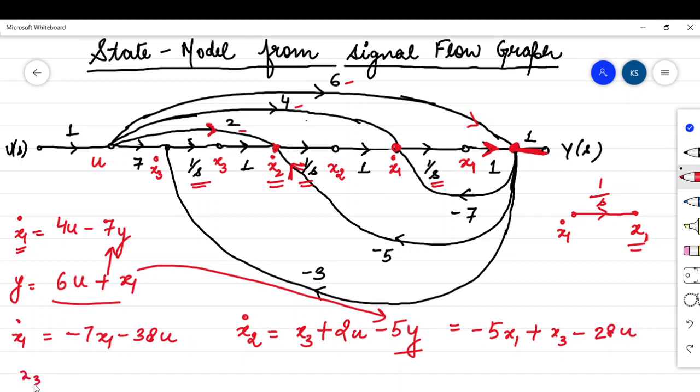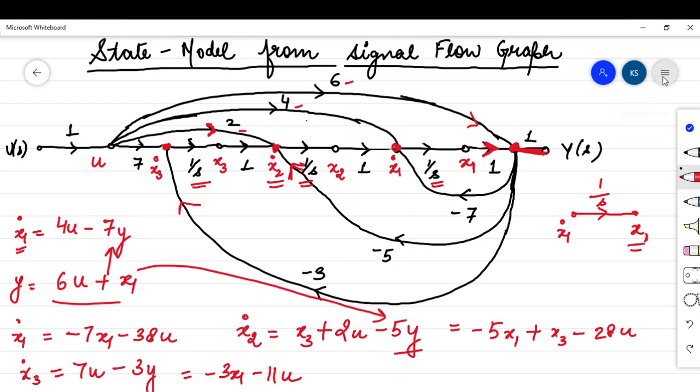In the same way, the third state variable equation is formed as x3 dot is equal to, we can see that there it is x3. The incoming branches to it are 7 into u, so we will write it as 7u, and another branch entering it is minus 3y. So I am writing it as minus 3y. Now if I substitute y with 6u plus x1, we will write it as minus 3x1 minus 11 into u. So we can observe the state space model from the signal flow graph.